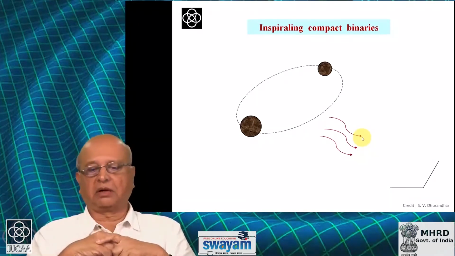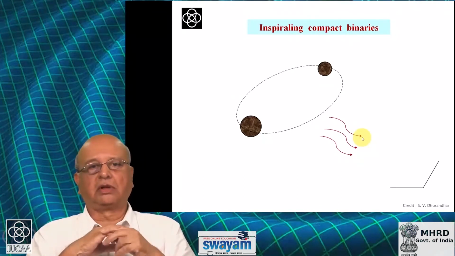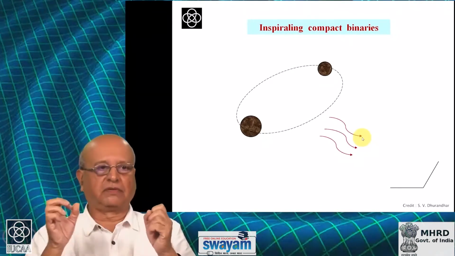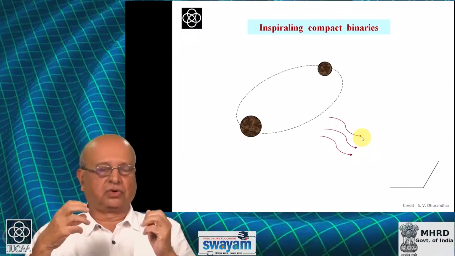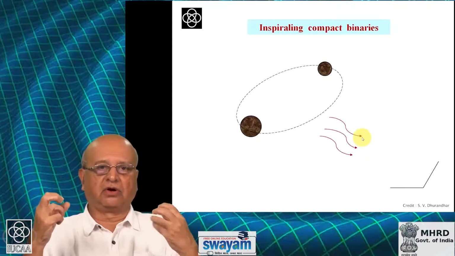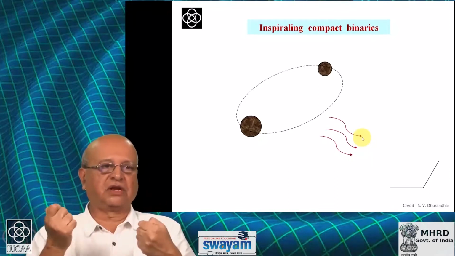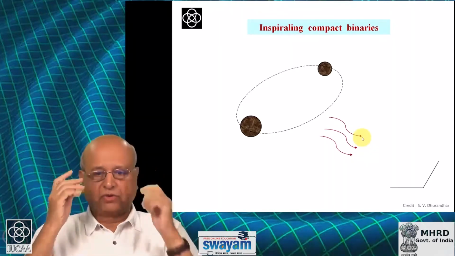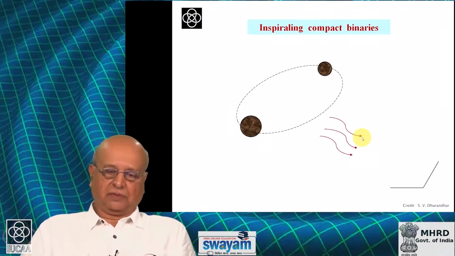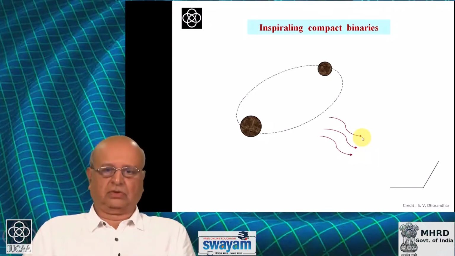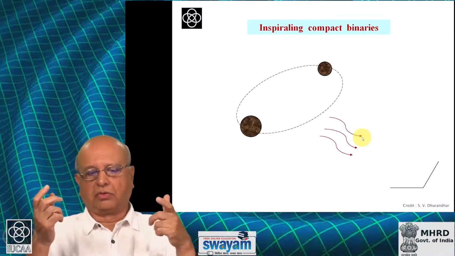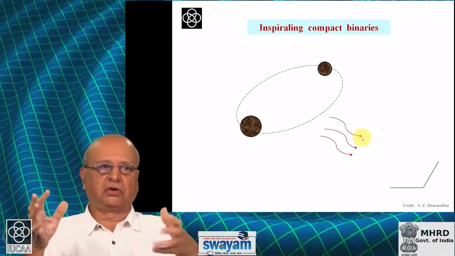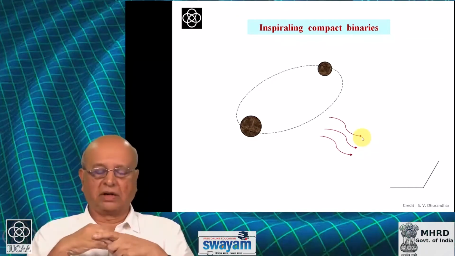We need them compact because we need to get to the bandwidth of the detectors, which is tens of hertz to kilohertz. Unless they are compact, they will not rotate around each other fast enough to produce signals in the range of tens of hertz. So, they necessarily have to be compact binaries, neutron stars or black holes. We take two black holes, or two neutron stars, or a neutron star and a black hole binary.